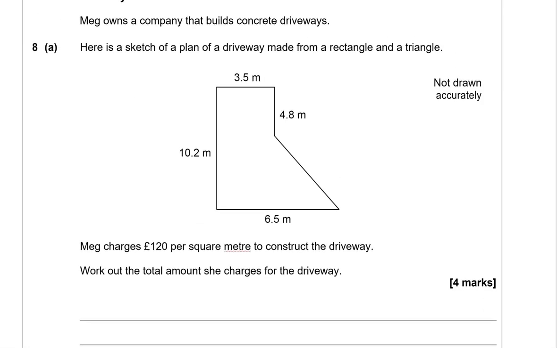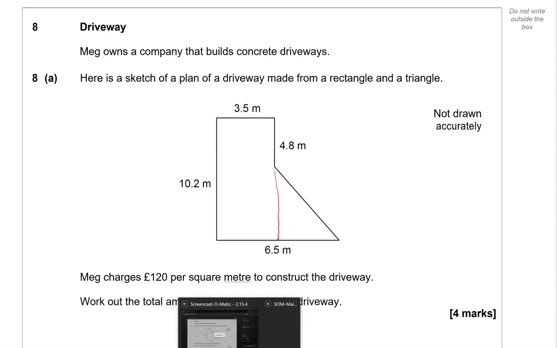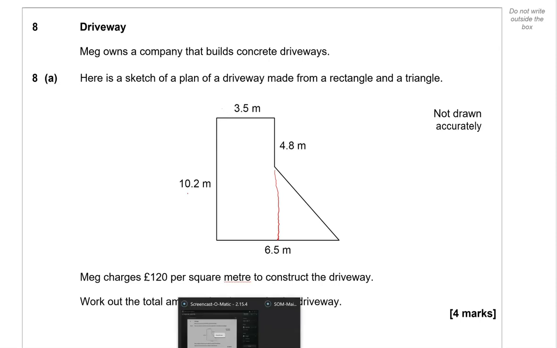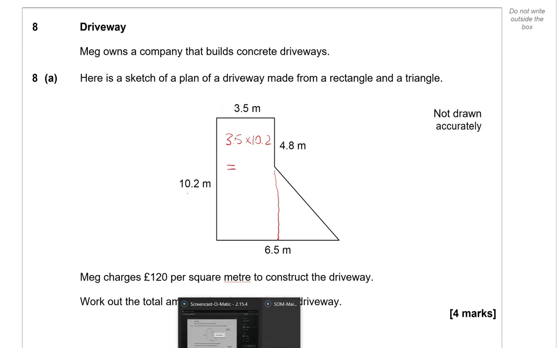So we're going to split this into 2 shapes, a rectangle and a triangle. So we're going to work out the area. At the moment, we can work out the area of the rectangle because we've got the 2 dimensions. So we've got 3.5 and 10.2. So we're going to do 3.5 times 10.2.